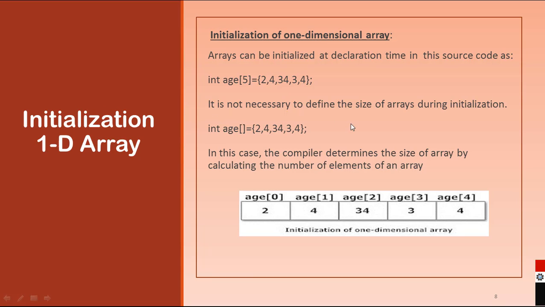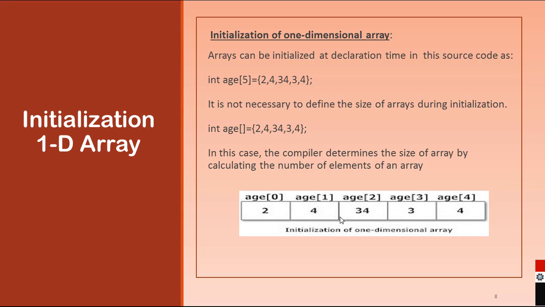It is not necessary to define the size of the array during initialization. In this case, the compiler determines the size of the array by calculating the number of elements. Array always starts with index 0. The first element is stored at index age[0]. The second element is stored at index age[1] and so on. Finally, the last element of the array is stored at index age[4]. This is the initialization of an array.